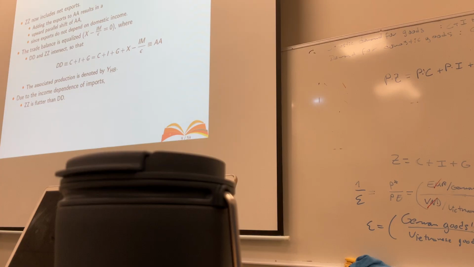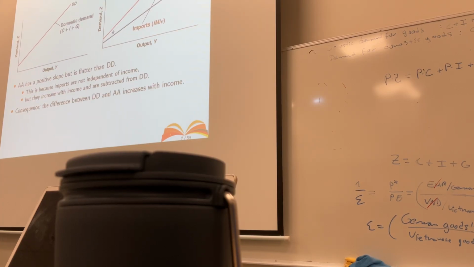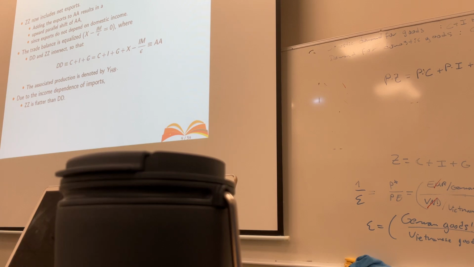So ZZ includes our net exports. We have the parallel shift with the change of AA, and then it's not just parallel. Having the exports added to AA shifts that up. But in total we now have a flatter curve than we did before.